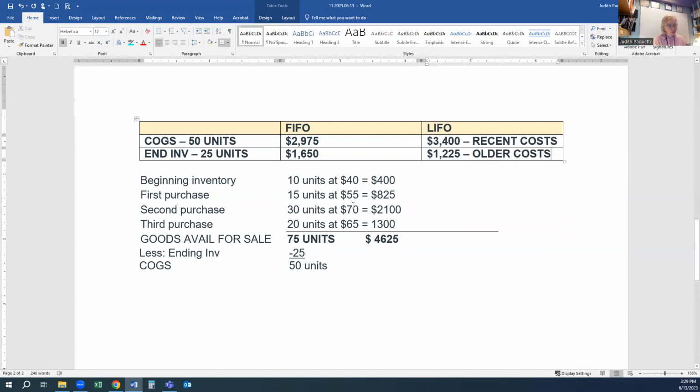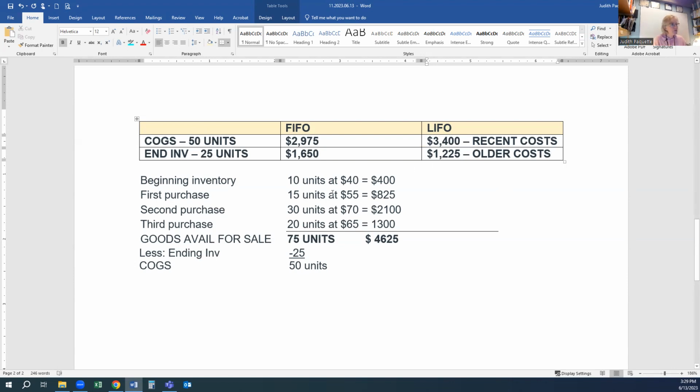Okay. So even though this is not a perfect inflation, because you have that dip right here from $70 to 65, overall, you can see that prices are going up. They started at 40 and they ended at 65. So because LIFO uses the most recent cost for cost of goods sold, in times of inflation, LIFO is going to give you the highest cost of goods sold. Okay.